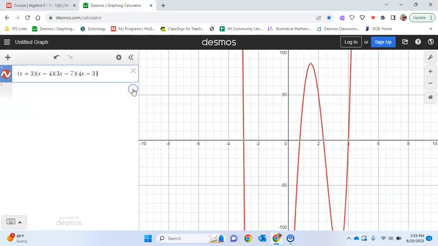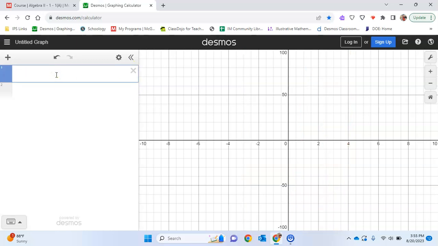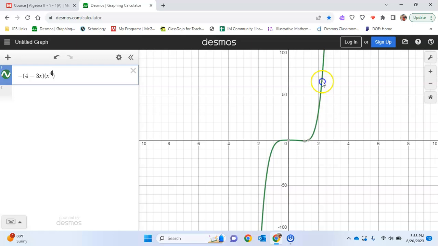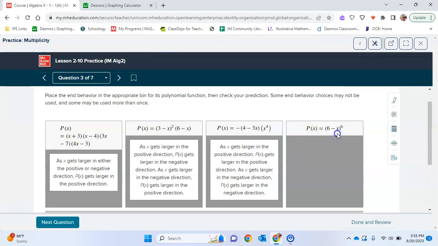Again, when we paste it, Control V, we have to change this to x to the 4th power. And you can see it is right hand up, left hand down. Last one is negative x to the 6th power.